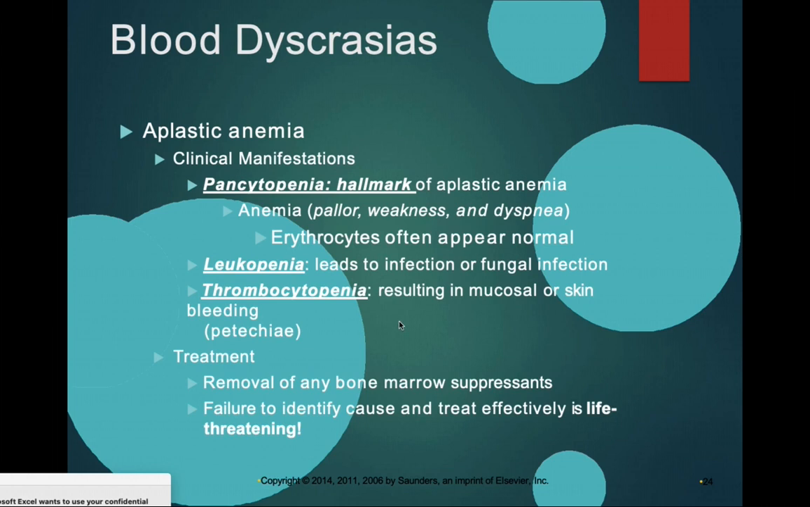So aplastic anemia, again, the pancytopenia, which is the hallmark of aplastic anemia, we will see pallor, weakness, and dyspnea, but we've seen this with other types of anemia. So this one is not specific for aplastic, but the pancytopenia certainly is. Leukopenia is another clinical manifestation, and that can lead to infection or fungal infections. Thrombocytopenia results in mucosal or skin bleeding, and we refer to this as petechia. We'll show you a picture shortly of petechia.